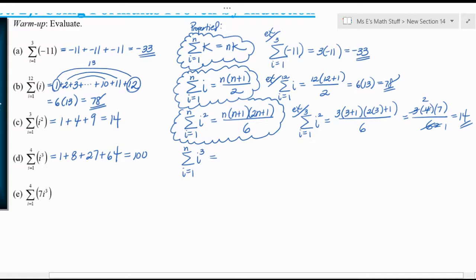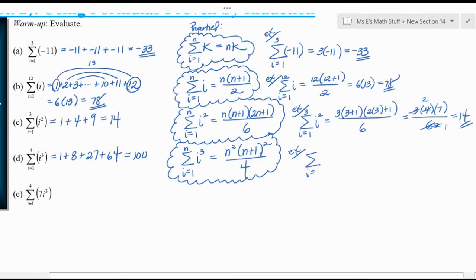And the formula for getting the answer for this one is n squared times (n plus 1) squared all over 4. Which, if you look back at the sum of all the i's up here, is just the right side of that rule, just with everything squared. So that's kind of cute. And you should memorize it. There we go. Okay.